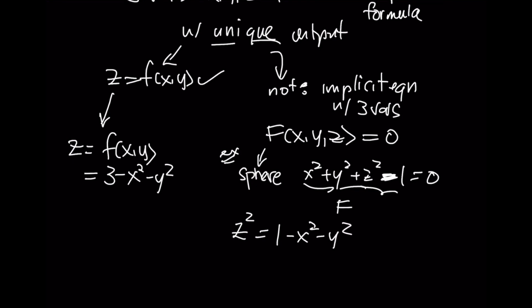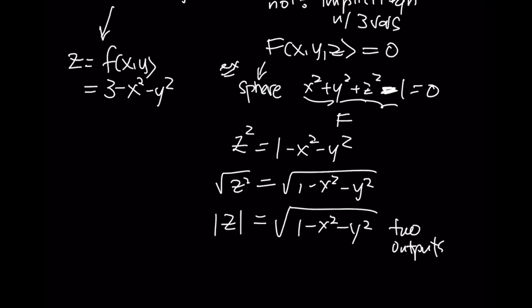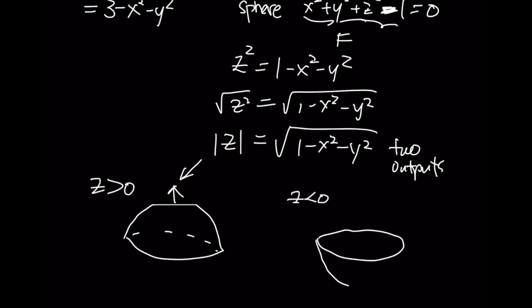If I take the square root of both sides, here's where I run into the uniqueness problem. Remember that the square root of z squared is going to give me an absolute value. And now I have two possibilities for outputs. I can either have the positive output. So if z is positive, what this is going to do is produce the top half of the sphere. But if z is negative, this is going to produce the bottom half of the sphere.